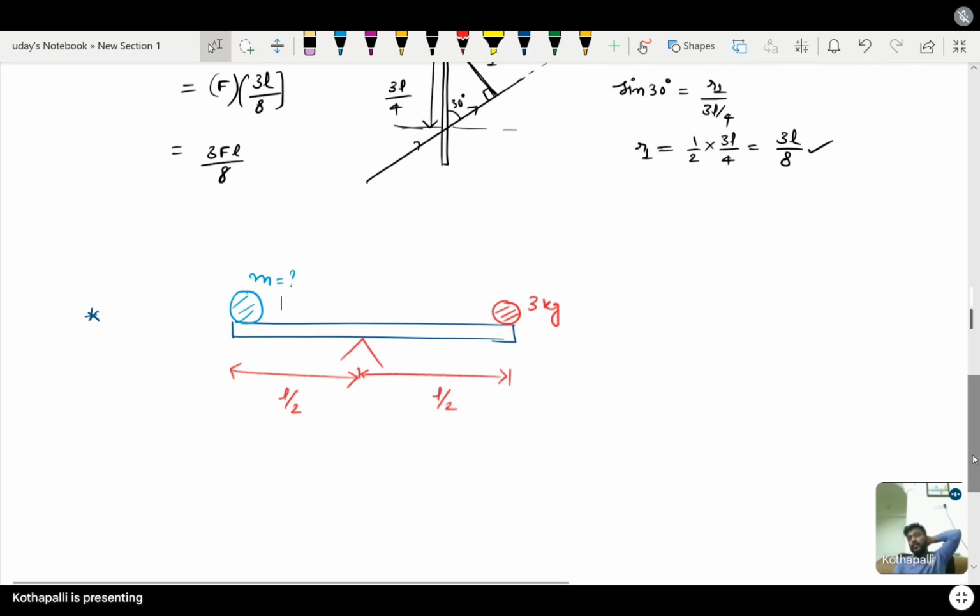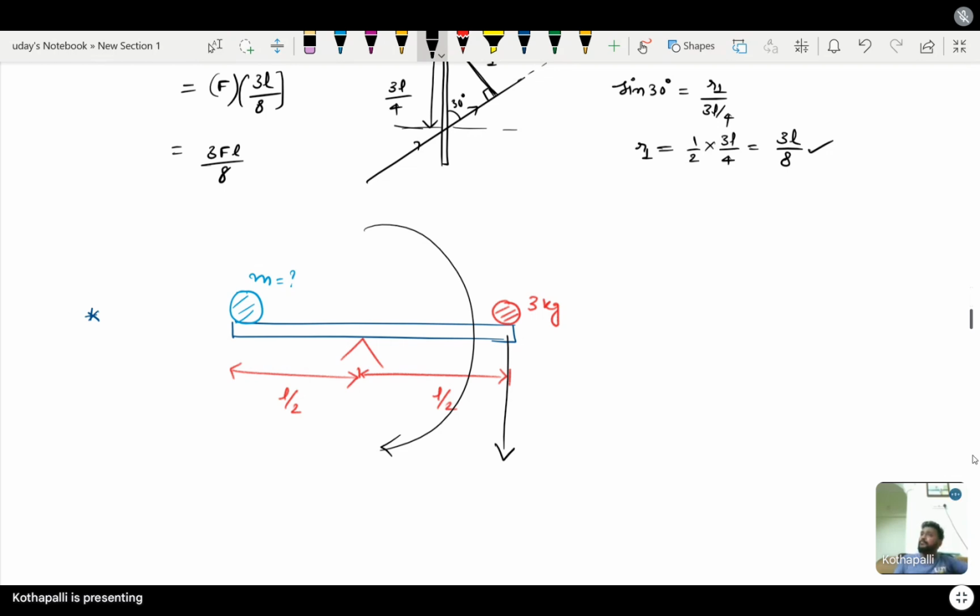Logically, torque must be 0. The torque produced by 3 kilograms must be the same as the torque produced by this M. The torque produced by 3 kg obviously will be in the clockwise direction, because this mass will try to rotate the rod like this, and the torque produced by this M will be in the opposite direction, which is anti-clockwise. So torque about the center, this is the axis of rotation.